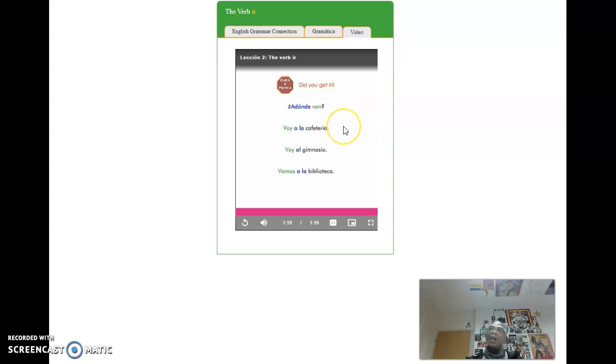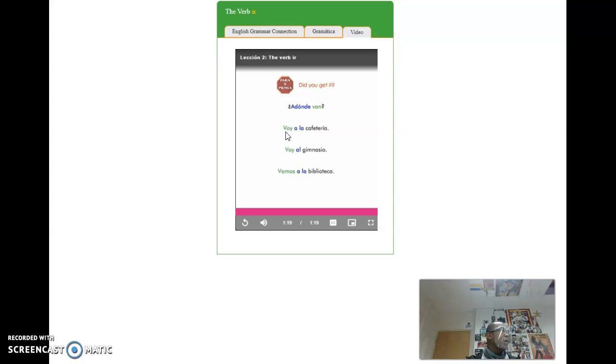Voy a la cafetería. I go to the cafeteria. Voy al gimnasio. I'm going to the gym. Vamos a la biblioteca. We are going to the library. Notice when you answer, the verb that we are learning today is the verb ir, right? IR. But does it look like the verb ir when you look at the sentences? Voy means I go. Does it even look like it?